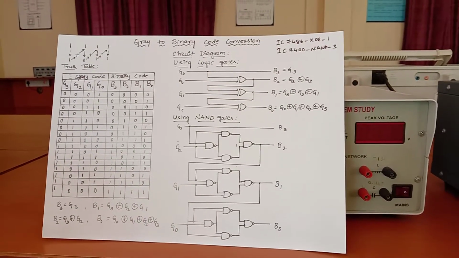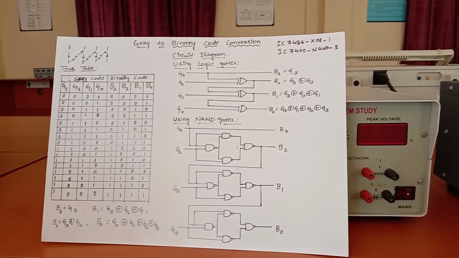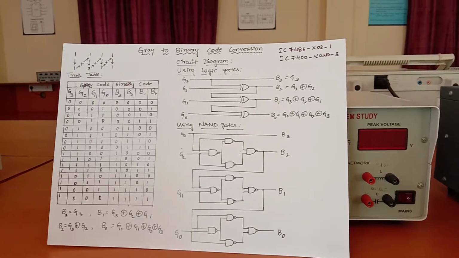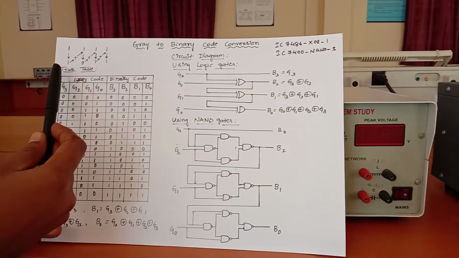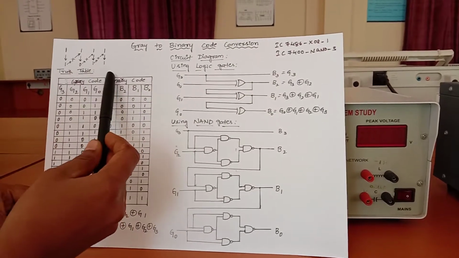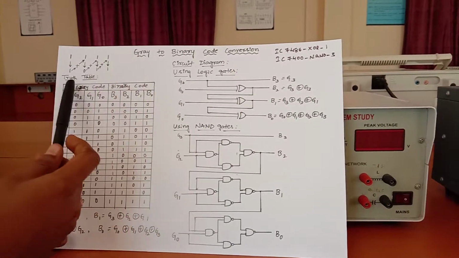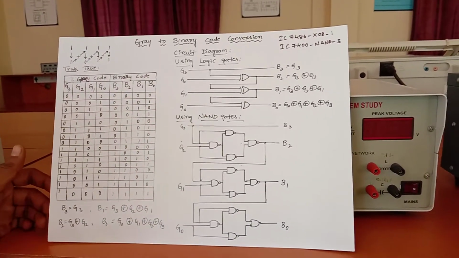So in computer systems we often have conversion of gray to binary code, and binary to gray code conversion. Next we will see how to convert gray to binary code. For example, suppose this is the gray code input we have, four ones, that is 1 1 1 1. Now we want to convert this gray code to binary code.